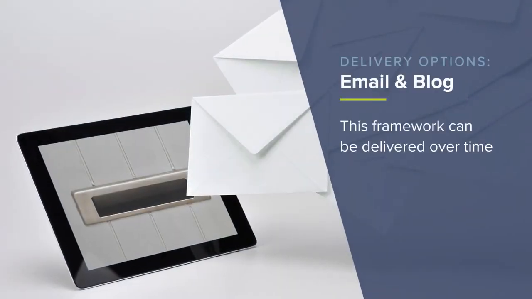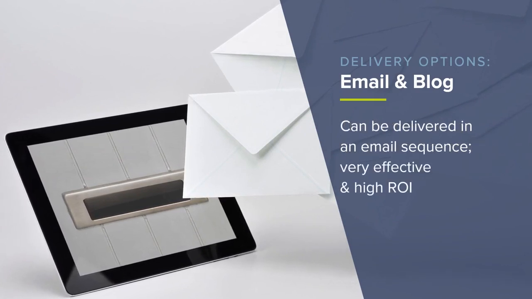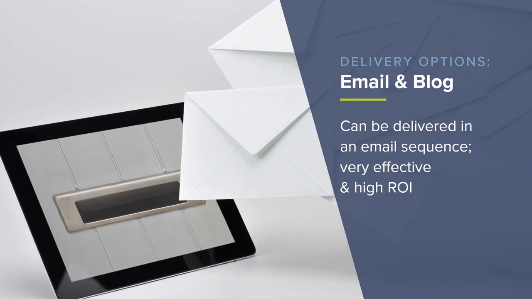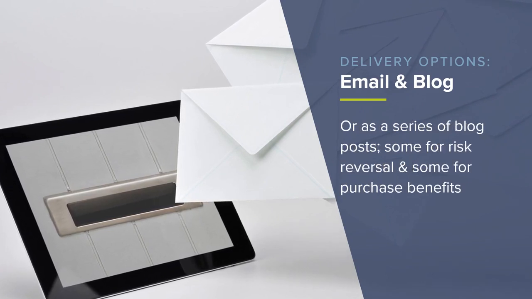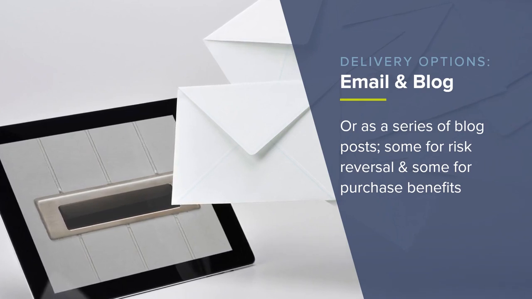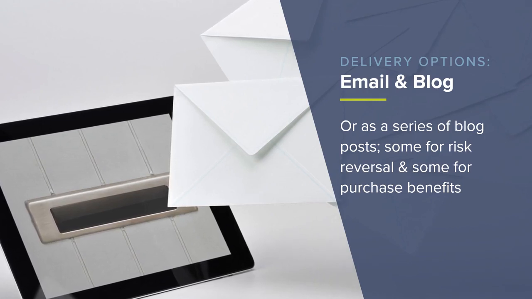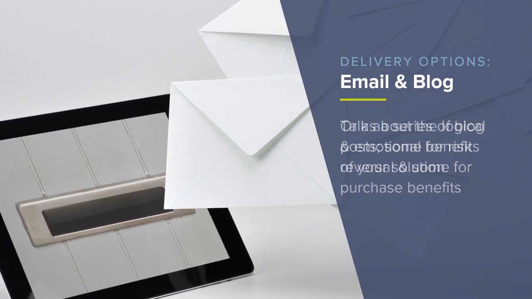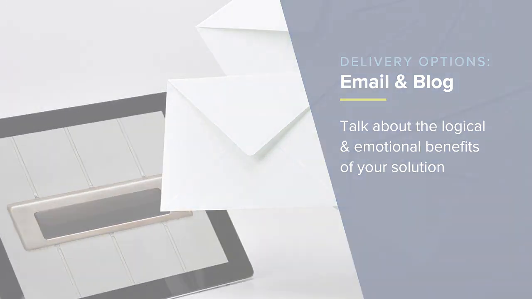Okay, so this 1, 2, 3, 4, 5 formula or framework can be delivered over time. It can be delivered in an email sequence, and that online has historically proven to be a very high ROI, very effective way to go. It can also run as a series of threads through your blog content, so that on a regular schedule, you would have some content that was designed to communicate risk reversal. And you would have some content that was designed to let the prospect see themselves enjoying the benefit of the purchase. And you would schedule regular time to talk about the logical and emotional benefits of your solution.